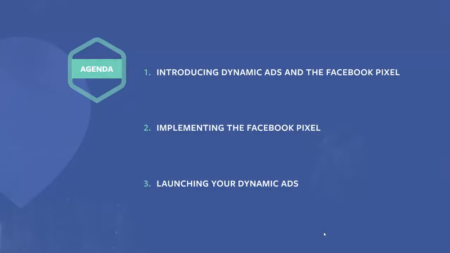So a quick agenda. During today's discussion, we will start with a brief overview of dynamic ads and the Facebook Pixel, which powers dynamic ads. Then we'll walk you through how to implement the Facebook Pixel on your site if you're already on Shopify, Magento, or BigCommerce. And finally, how to integrate your product catalog and launch dynamic ads once you have the Pixel implemented. So let's get started with a bit of an overview.